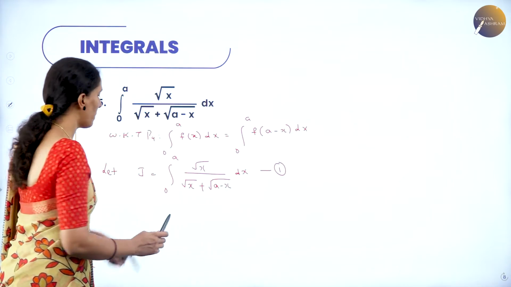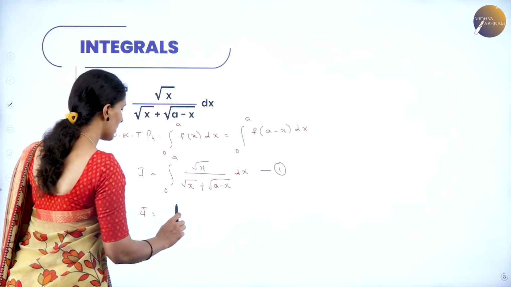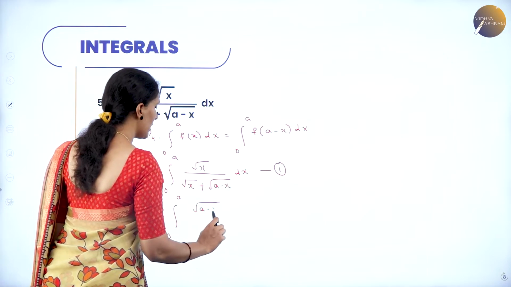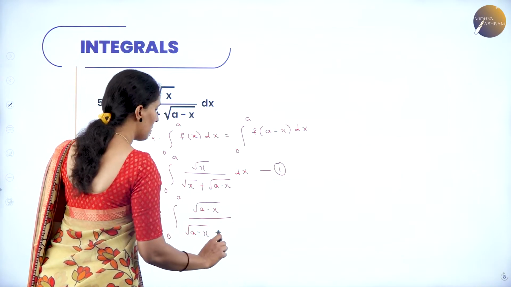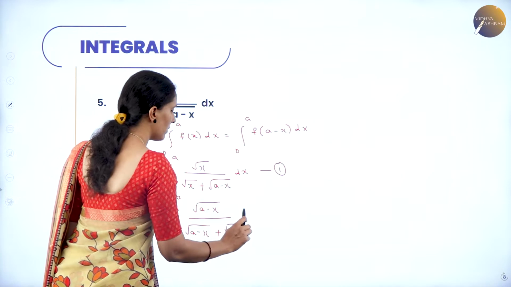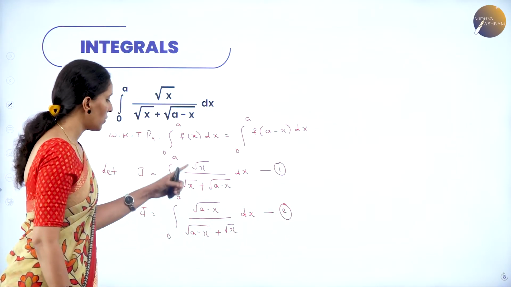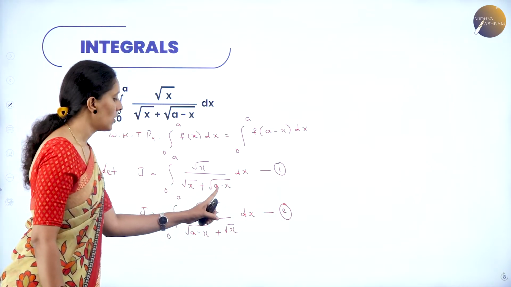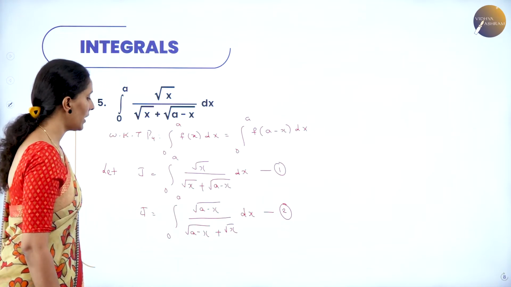Now using this property, what happens to I? In the place of x, replace a minus x. It becomes the integral from 0 to a of root of a minus x divided by root of a minus x plus, if you put a minus x here, a gets cancelled, it becomes root x, with respect to dx. Take it as equation 2. Add 1 and 2. Since the denominator is the same, root x plus root a minus x, we can add the numerators directly.